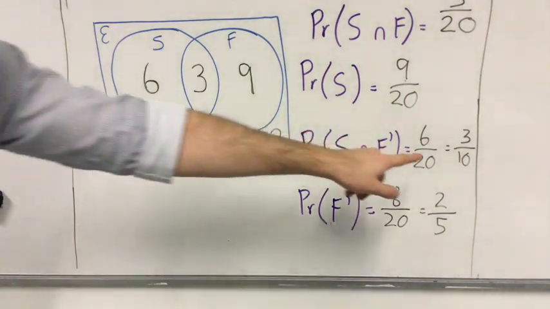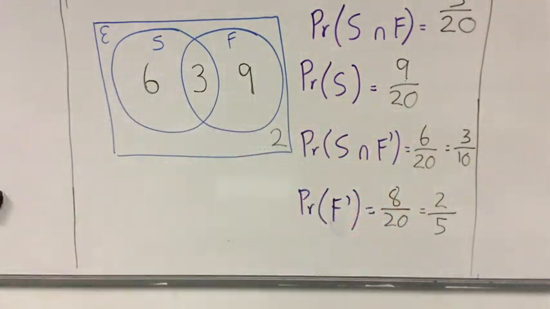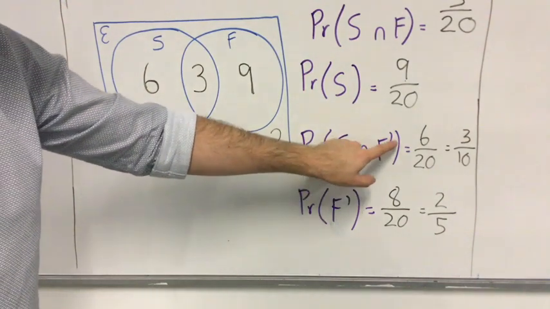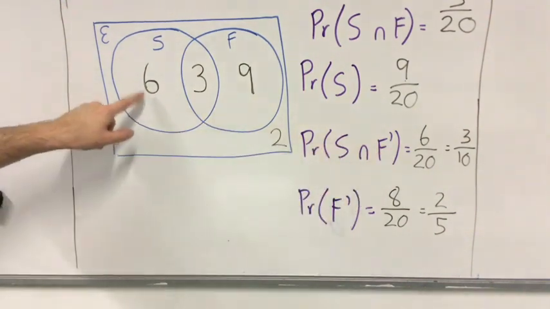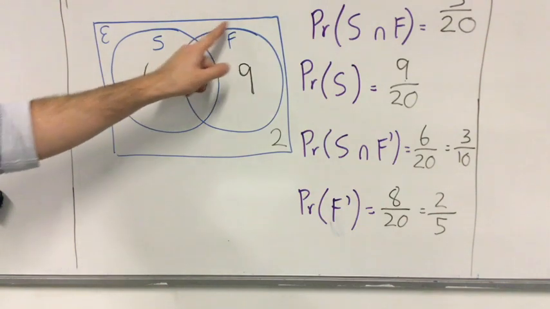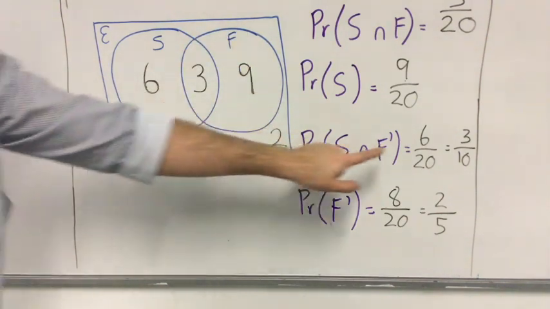The next 2, I've had to simplify my fractions. You might have forgotten that, but remember from now on, always chuck your answer in the calculator and press enter, and it will simplify it for you. This says they played soccer and not football. Well, that's these 6 here. They play soccer, but they do not play football because they're not in the F circle. So 6 out of 20.